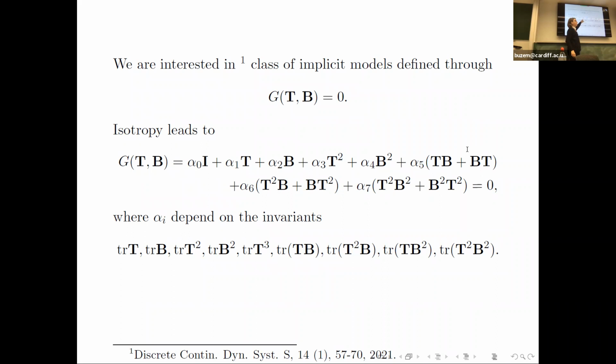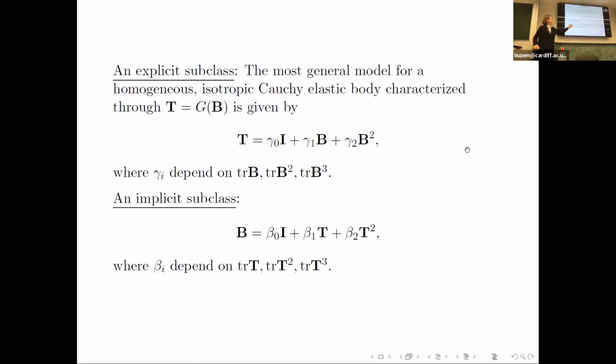I can write B as a nonlinear function of T, right? For example, this one. Again, a simple one, a quadratic nonlinearity. The coefficients depend on invariants. So the implicit modeling gives us this advantage.